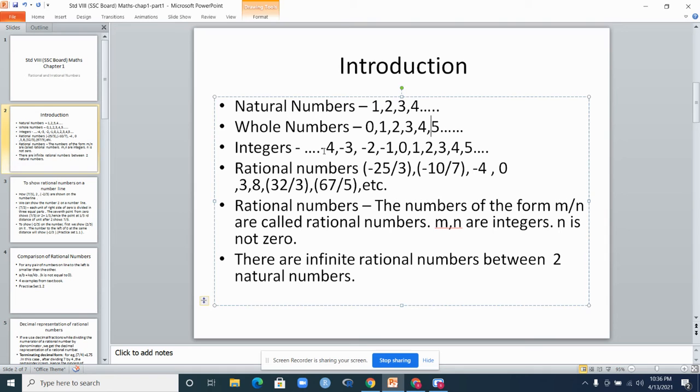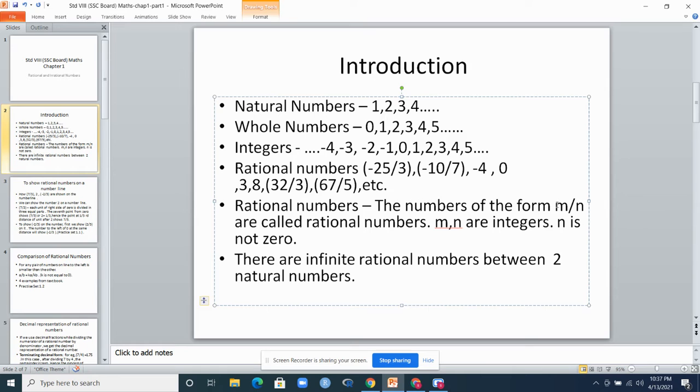There are integers starting from the minus range: -4, -3, -2, -1, 0, 1, 2, 3, 4, 5. So integers include the negative numbers also, including the 0. Rational numbers are of the form m by n. So we have -25 by 3, -10 by 7, -4, 0, 3, 8, 32 by 3, 67 by 5, etc. These are rational numbers. Let's define rational numbers.